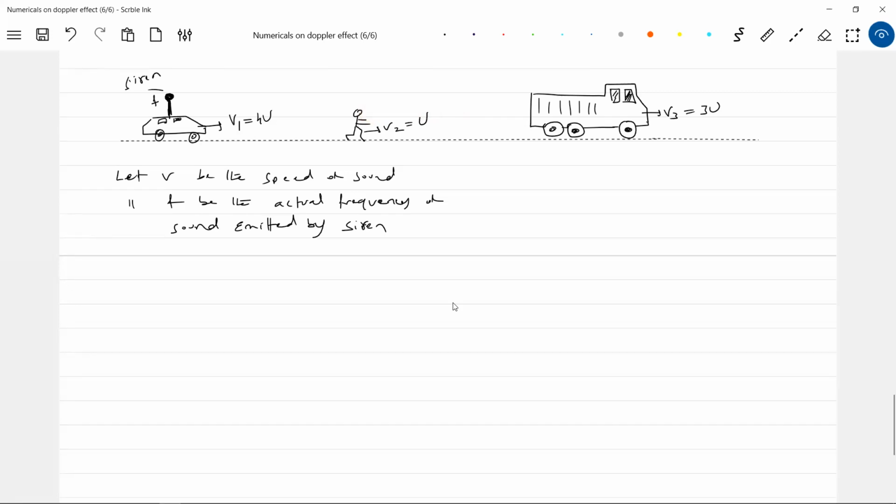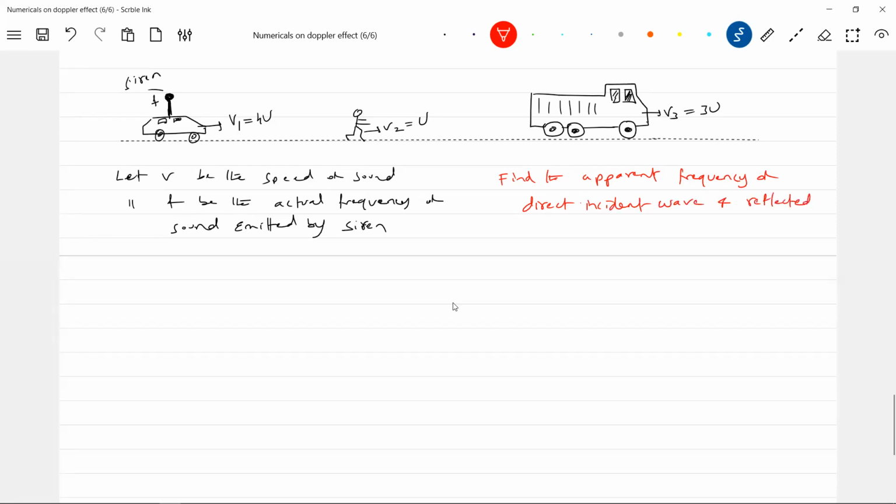So what you have to calculate is the apparent frequency of the direct incident wave and of the waves that are reflected by the rear end of the truck.